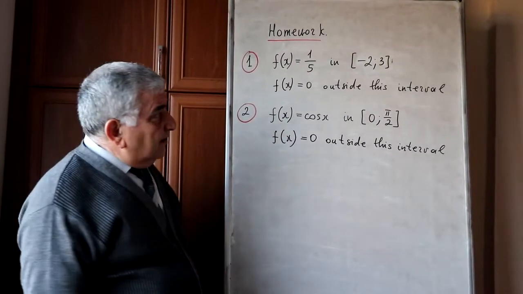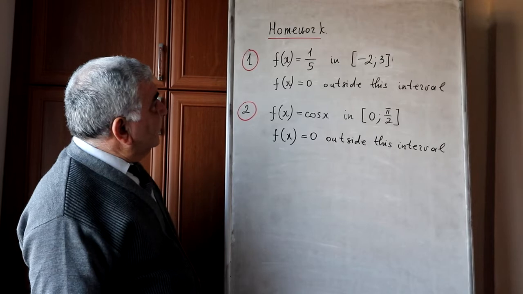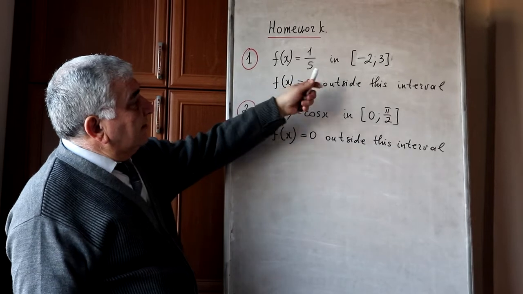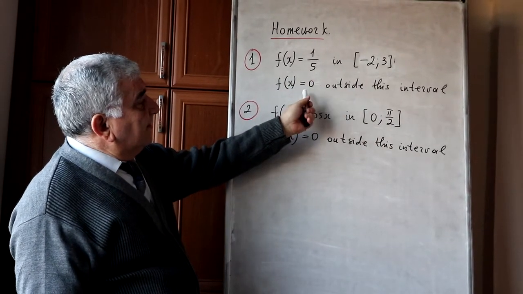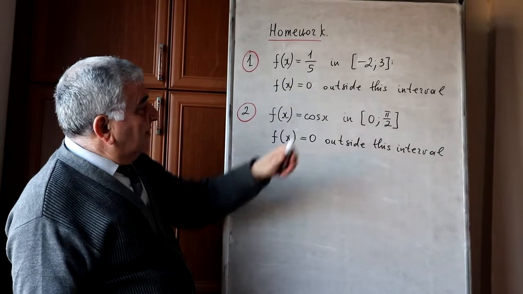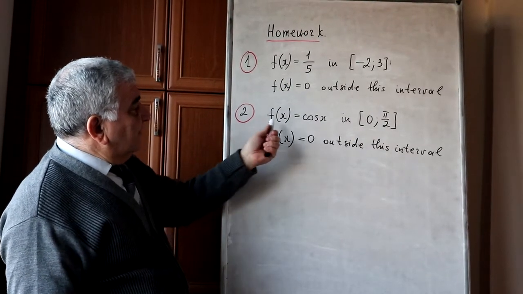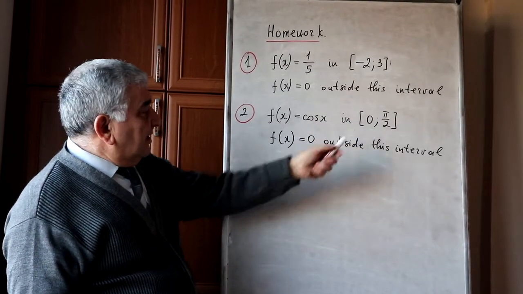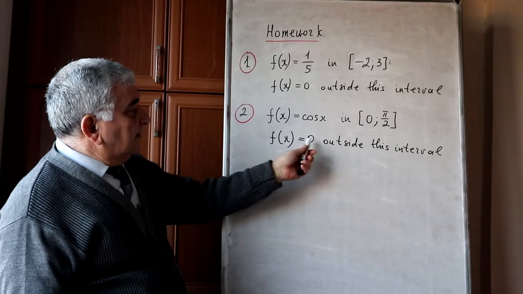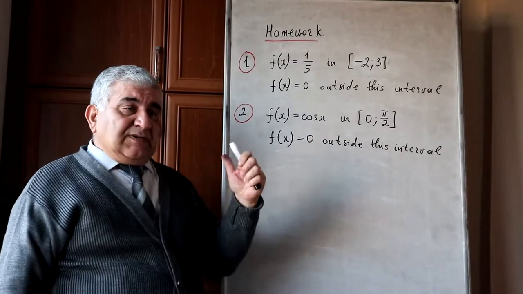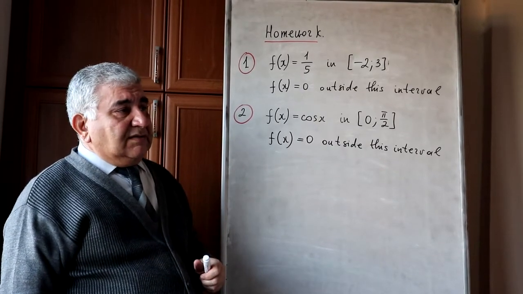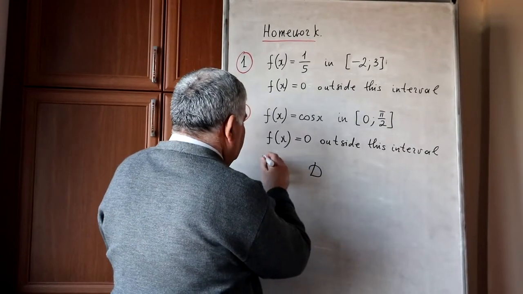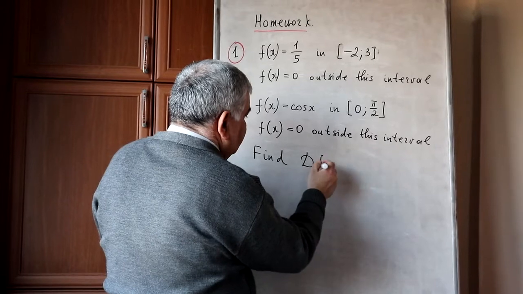Finally, please write down your homework. The first example, the density is 1/5 in the interval minus 2, 3, and f of x is equal to 0 outside this interval. In the second example, the density f of x is cosine x in the interval from 0 to pi in half, and here also f of x is 0 outside this interval. In both examples we must find the variance d of x. Find d of x.